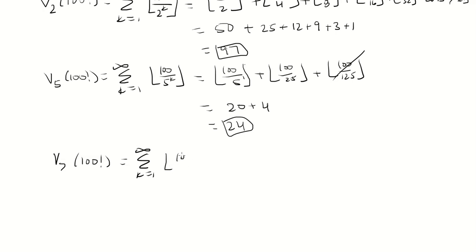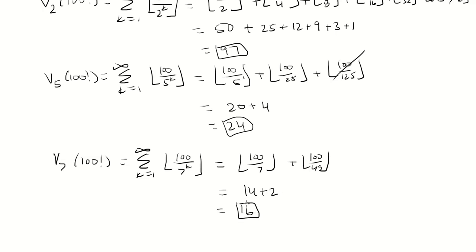We have floor of 100 divided by 7 to the k. So 100 divided by 7 plus 100 divided by 49. And then if we do 100 divided by 343, which is the next term, that's going to be 0, so I'm not going to write it. And then we see how many times 7 goes into 100 fully. It's going to be 14. And then 49 goes into 100 fully twice. So that's going to be a total of 16.